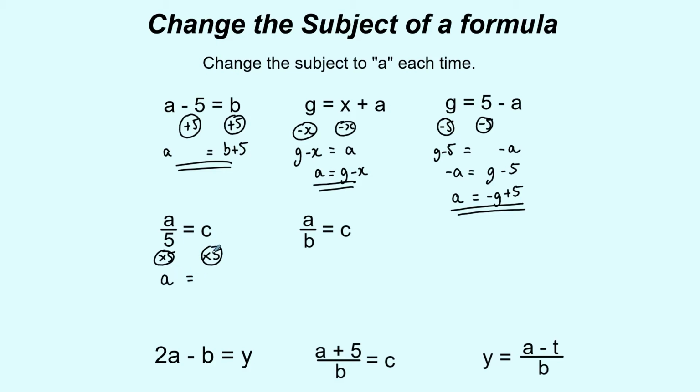And on the right hand side, C times 5, well, we would write that as 5C. So A equals 5C, 5 times C if you want.